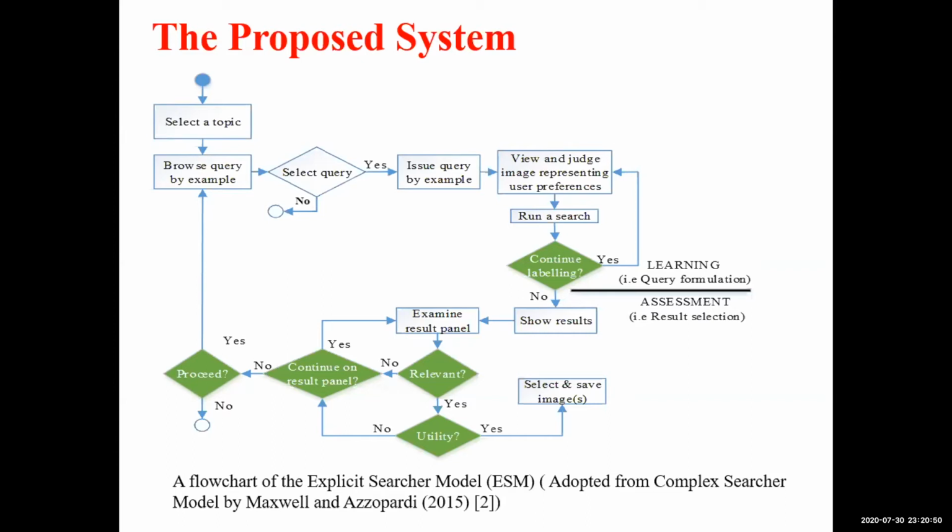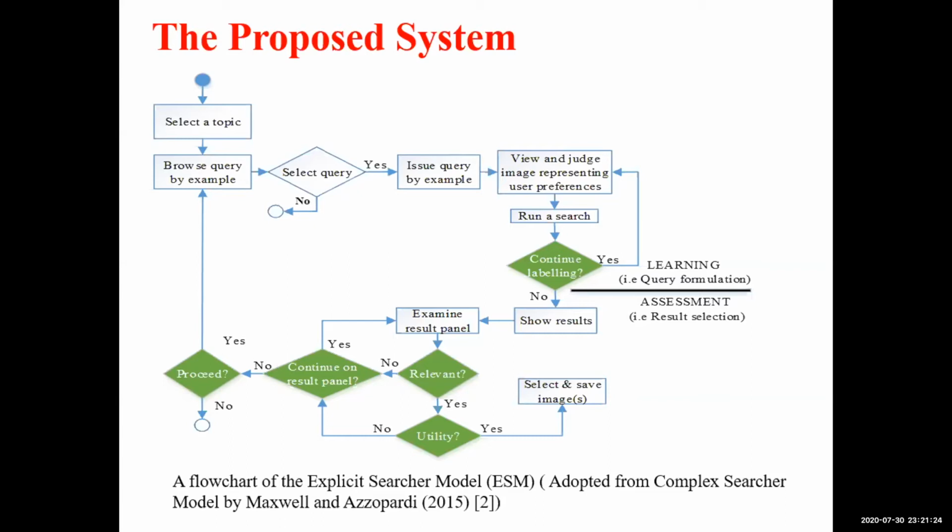So the user has only one chance to select the image by example, and then select the query. If the user has no issue with the selected query, they can issue the query to the system and then judge the images, representing the images by user preferences that can be used for training the machine. At the first stage, we use images randomly selected from the datasets as a sample to label. Then we can run the search.